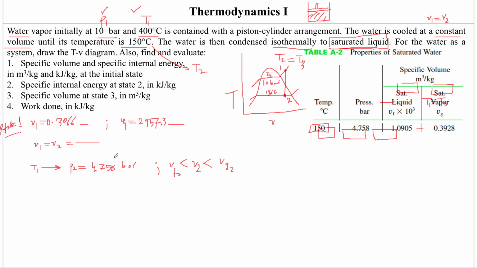Okay. And because I need to find out the specific internal energy at state 2, first I need to find out the quality at 2, which is going to be equal to v2 minus vf at 2, divided by vg at 2 minus vf at 2.